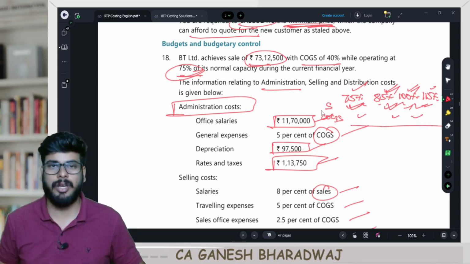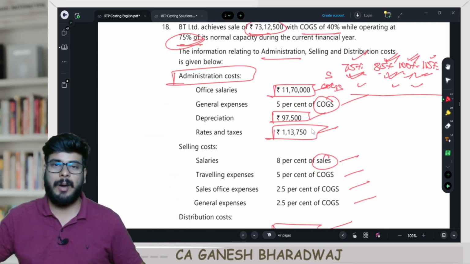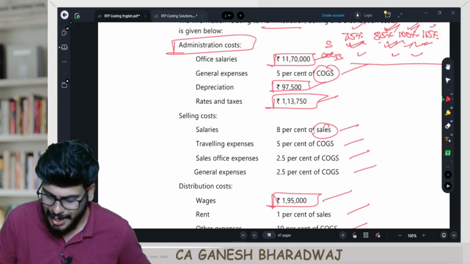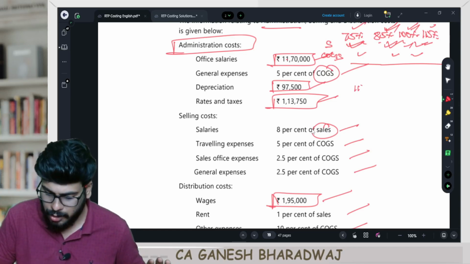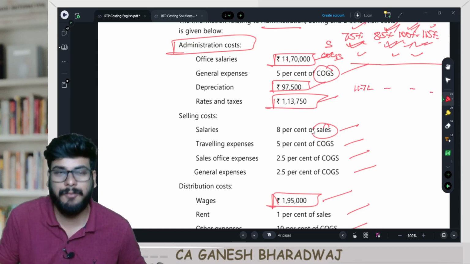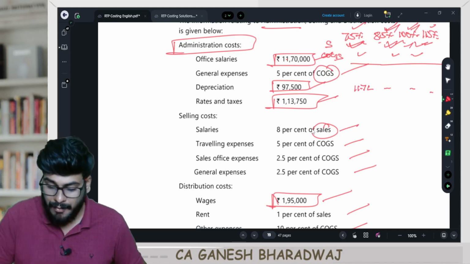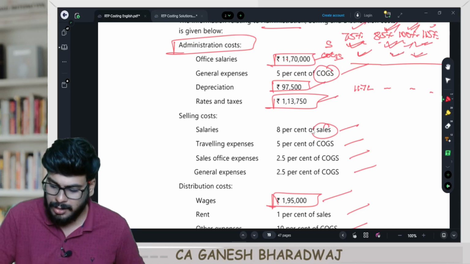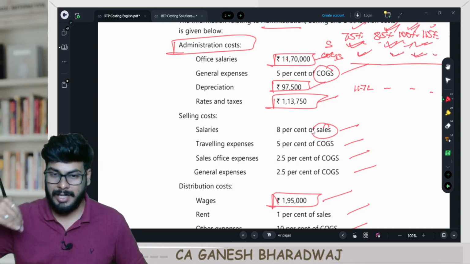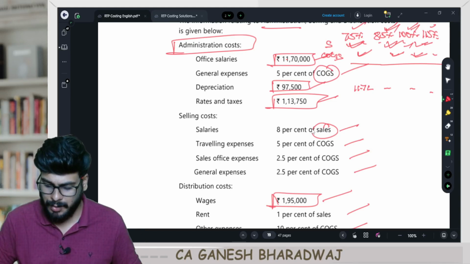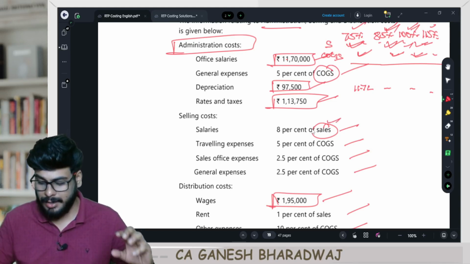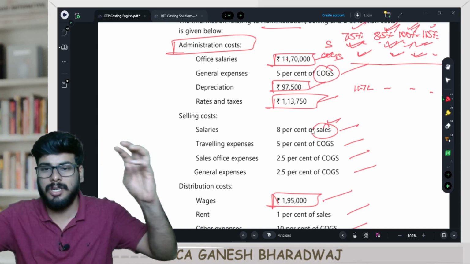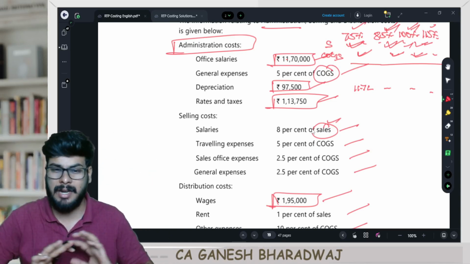You freeze these 2 figures, and then for the remaining parts, you just need to write each line item. For example, office salary is fixed at 11 lakh 70,000. It's going to be 11.7 lakhs for all the 4 levels of output. Are you clear with this? Whereas general expenses is 5% of COGS. Your level-wise COGS is available, so just apply 5% on the respective level's COGS and you will arrive at these figures. Now, salesman salary is 8% on sales. Apply 8% on the respective sales figure, you will arrive at this. As simple as that, nothing great at all.